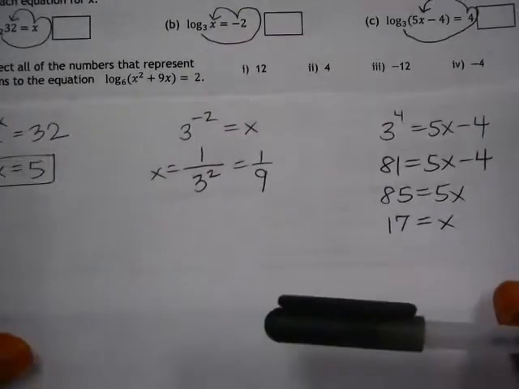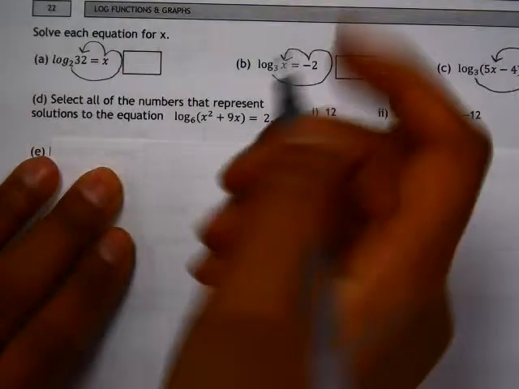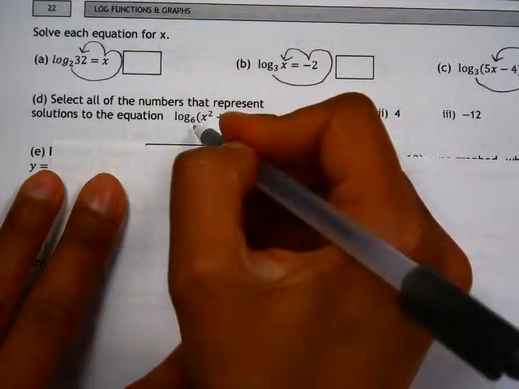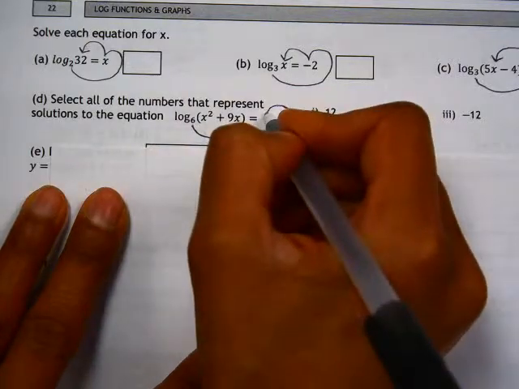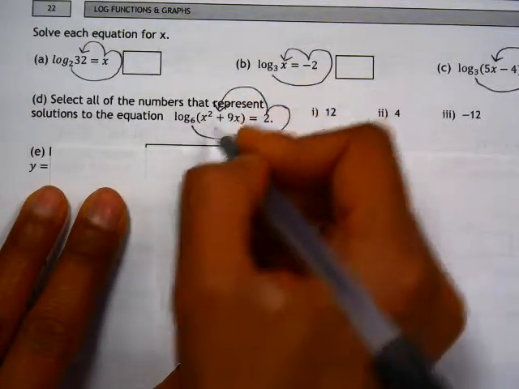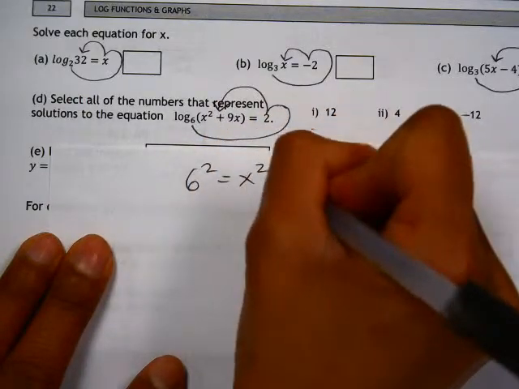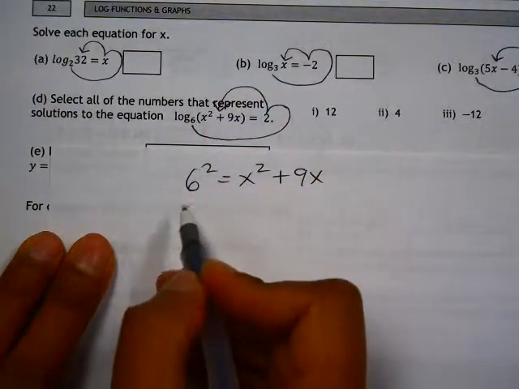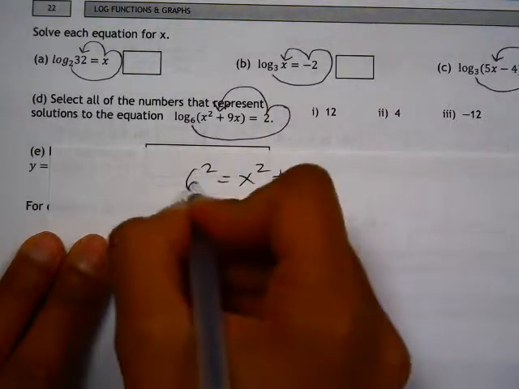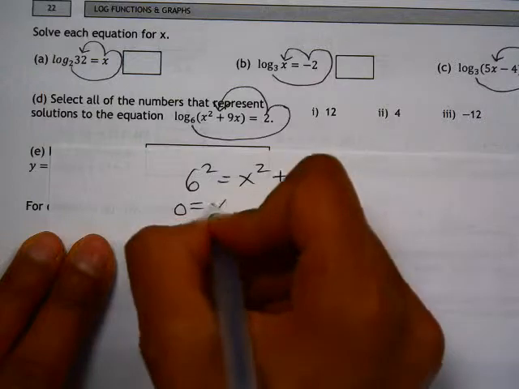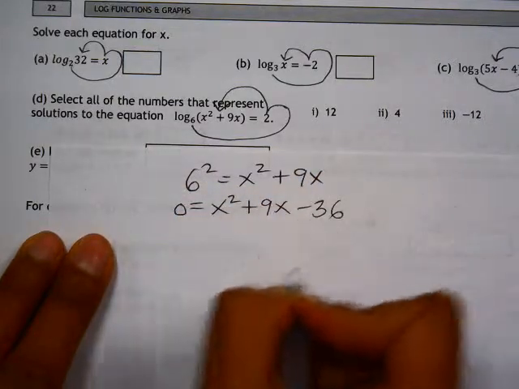Alright, now when we look at part D, we have another log equation, same process. So 6 to the second power is going to equal this expression here. And we have a quadratic equation here. So in order to solve this quadratic, we're finding the x-intercepts, which means we're going to set this equation equal to 0. X squared plus 9x minus 36 equals 0.